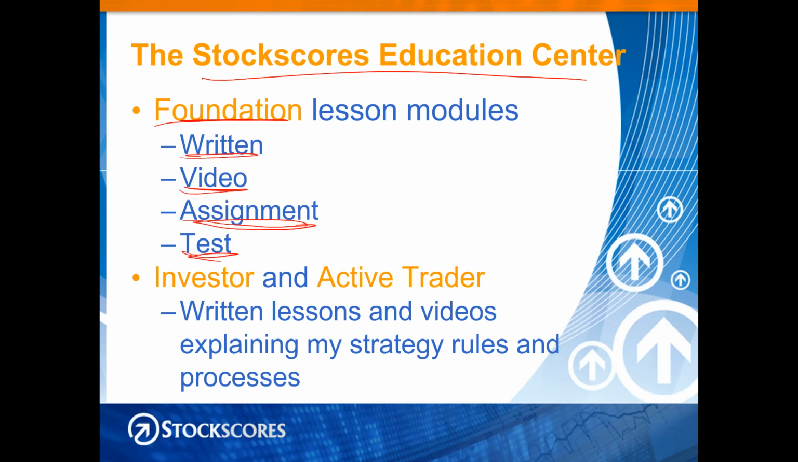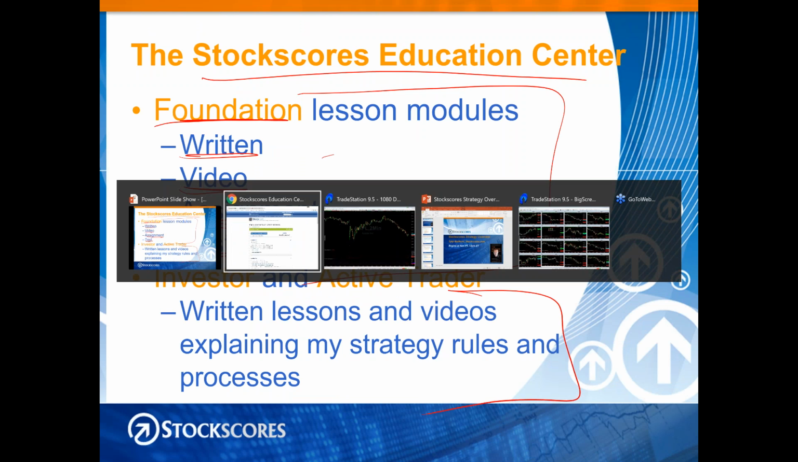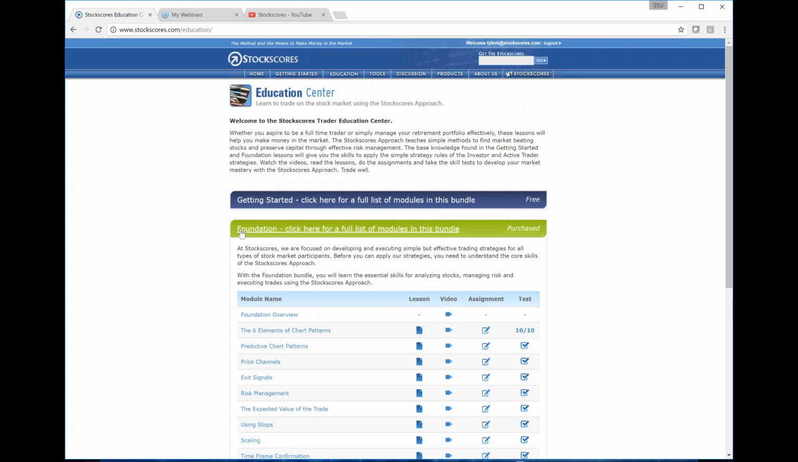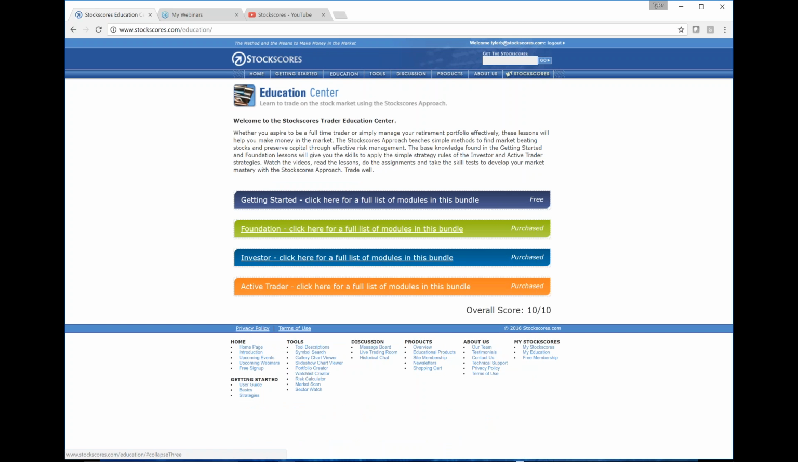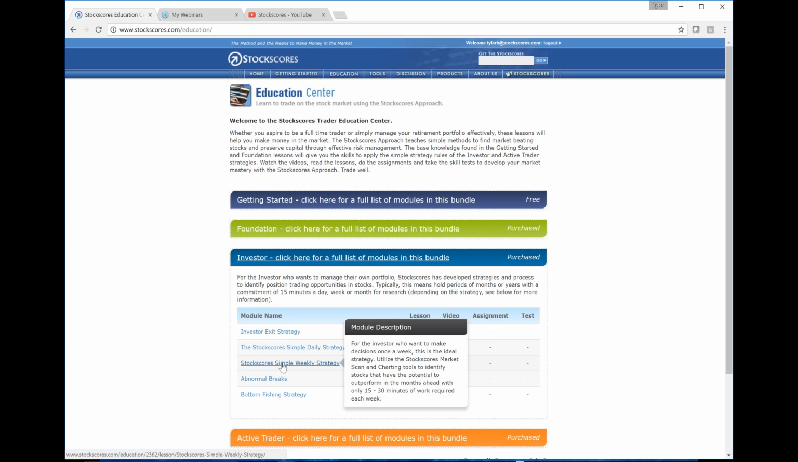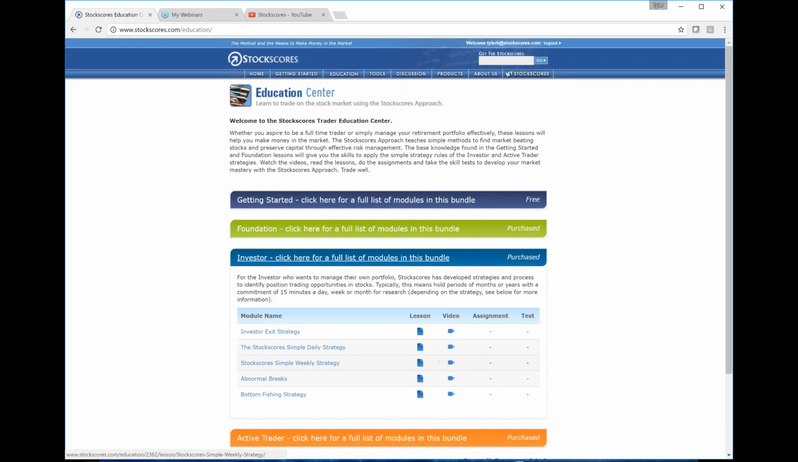Once you understand the theory, then you can understand the rules. It's hard to understand the rules for my strategies unless you understand the theory first. So you work through the foundation material. That'll take you a couple days. And then once you've done that, you can start learning the rules of the strategy. So if you wanted to apply the Stockscores simple weekly strategy, you would read that lesson, watch that video.